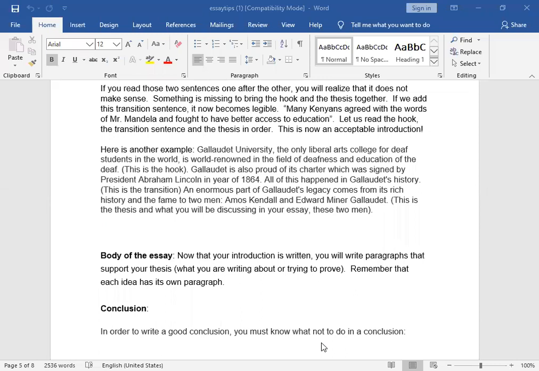In order to write a good conclusion, the body of the paragraph entirely depends on the writer, who is the student. So in order to write a good conclusion, you must know what not to do in a conclusion.